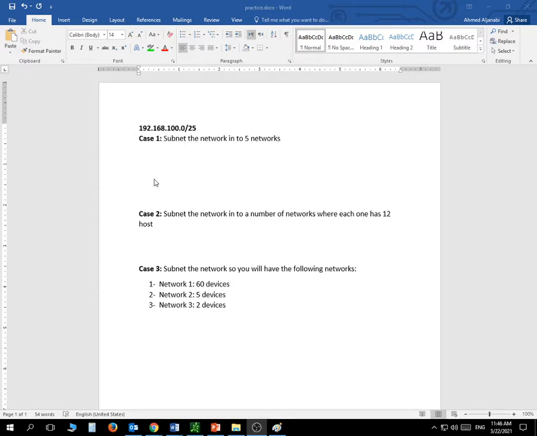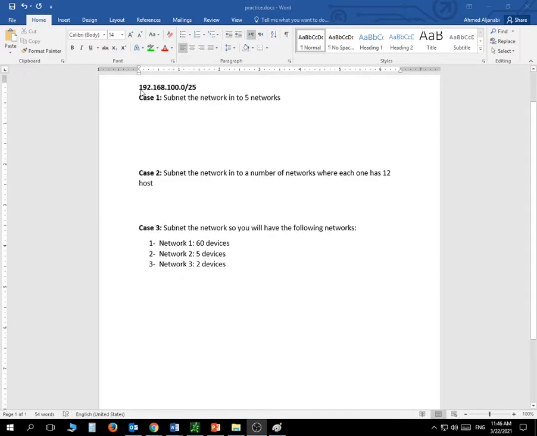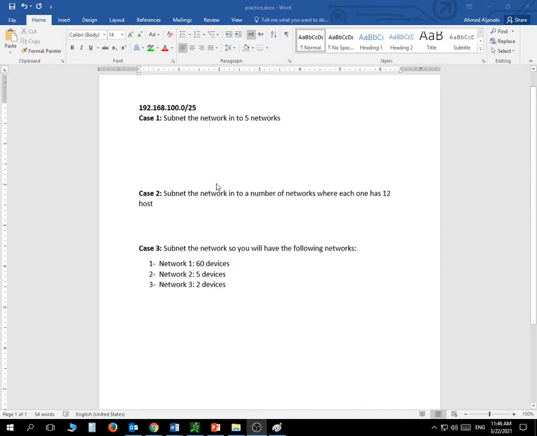into 5 networks. And then I said, for case 2, I want you to subnet it into a number of networks, which I don't know how many, but each network should have 12 hosts. And then for case number 3, I ask you to subnet the same network IP address into 3 networks, but this time every single network will have a different number of devices. So we got 60, we got 5, and we got 2. So I'm going to answer this question case by case, and we'll see how is that going to go.